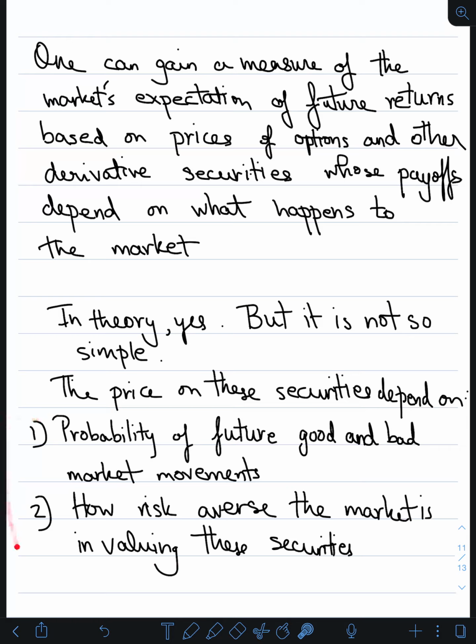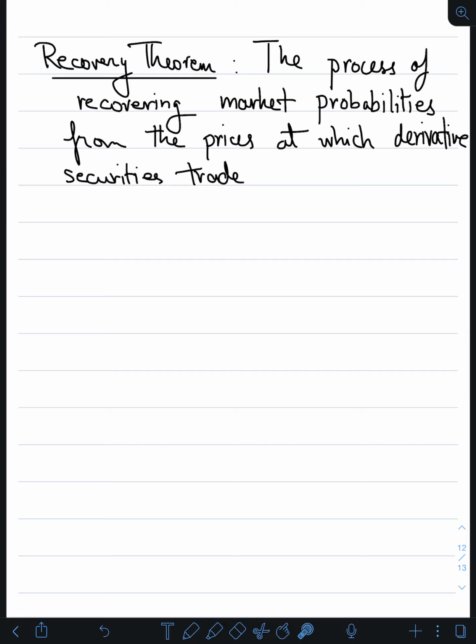So we need a way to disentangle the probability of future market movements from the degree of risk aversion in the market. Okay, how do we separate these two factors? So Stephen Ross, a researcher in 2011, came up with a way to disentangle these two factors, which is the degree of risk aversion and the probability of future market movements. Okay, so that process of recovering the market probabilities from the prices at which the derivative securities trade at is called the recovery theorem. Okay, that's referred to in his 2011 paper. And that's cited in the textbook as well.